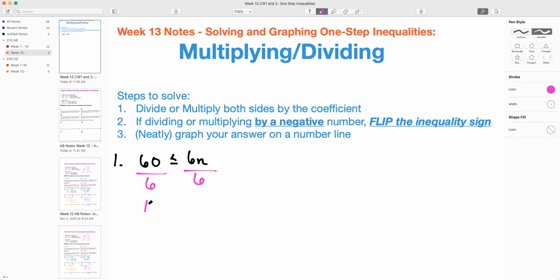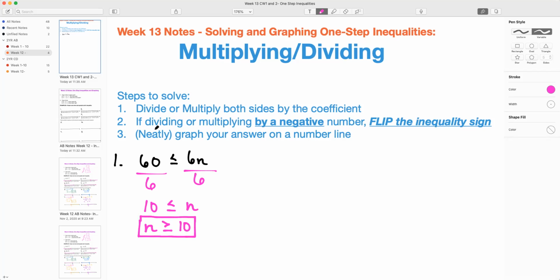And then we have 10, and then keep this inequality sign pointed in the same direction. 10 is less than or equal to n. And like I told you, I like writing the variable on the left side. And remember to always keep the side of the sign that's pointing toward the variable right there. So the open part of the sign is pointing toward the n, so that means it's going to have to flip. Now this is the solution to the inequality.